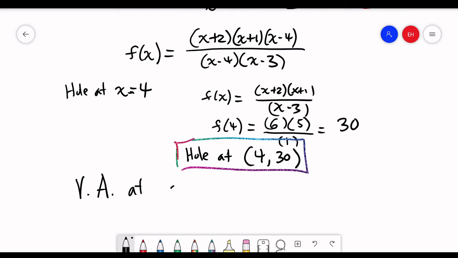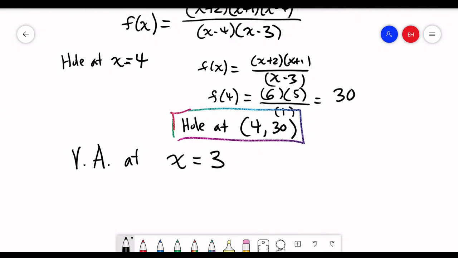Now, what about other places that are undefined? Well, we also have 3 as a 0 on the bottom, right? But since 3 is not a 0 on the top, then it's going to be a vertical asymptote at x equal to 3.